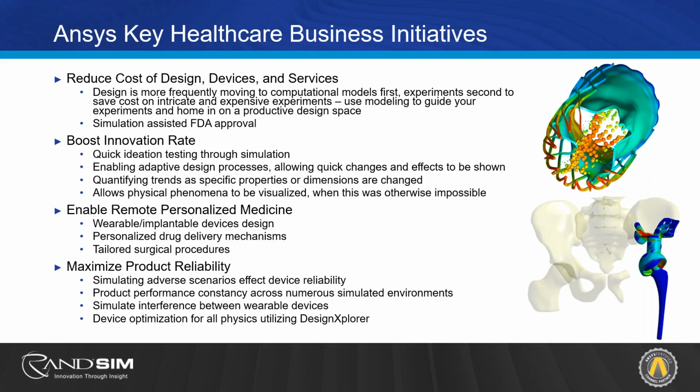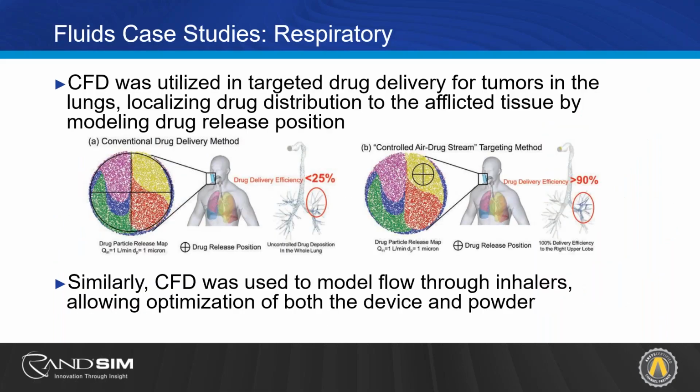case studies. And I'll start out with some fluids ones, specifically for the respiratory system. So CFD was utilized to do targeted drug delivery for tumors in the lungs. This was done by localizing drug distribution to the afflicted tissue by modeling the drug release patterns as it went through the trachea into the lungs, and then figuring out where you could actually inject the drug into the mouth, or into the throat, in order to optimize its path to the afflicted tissue.